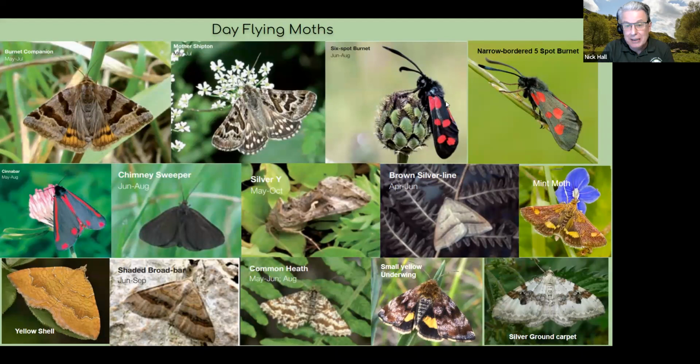Six-spot is three pairs of red dots. Five-spot is a pair and a blob. So if you see two on the end, it's a six. One on the end, it's a five, and it's usually the narrow border. We don't get the regular five-spot. It's only those two species we see in Yorkshire. Very common on our grassland sites, not to be confused with the cinnabar, of course.